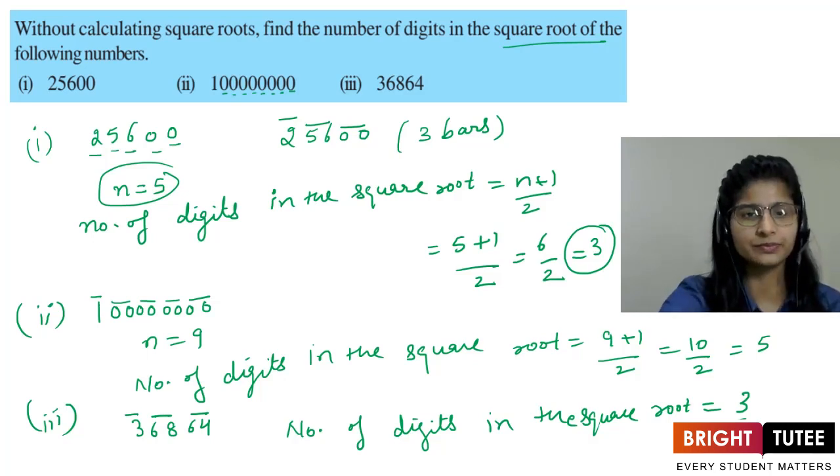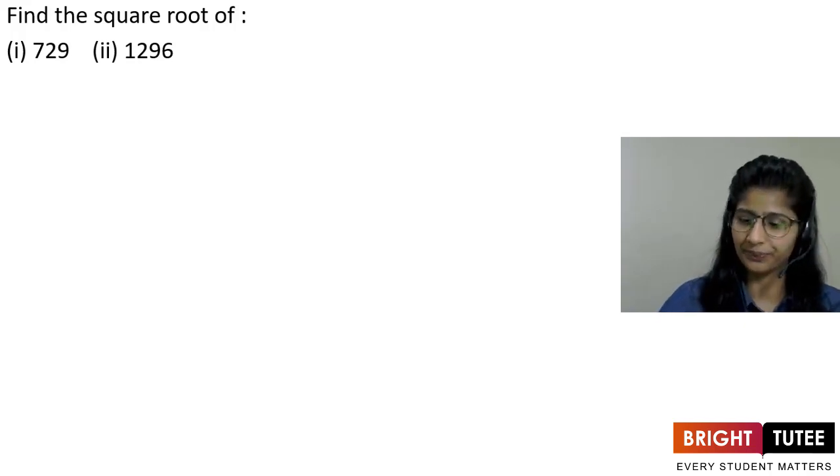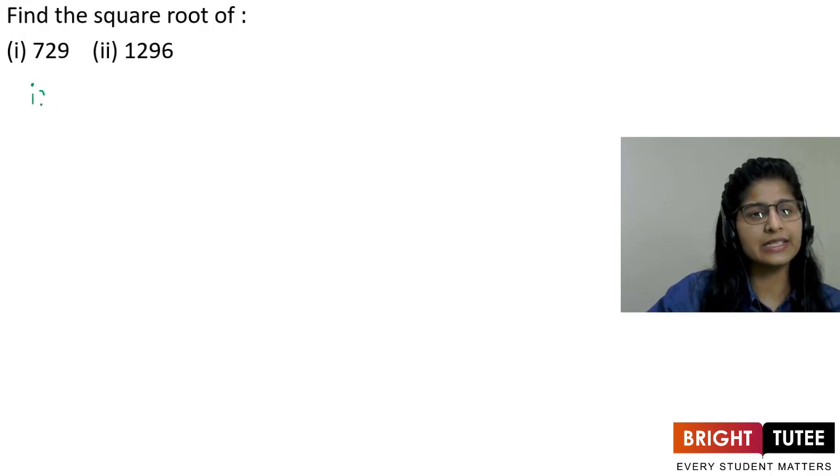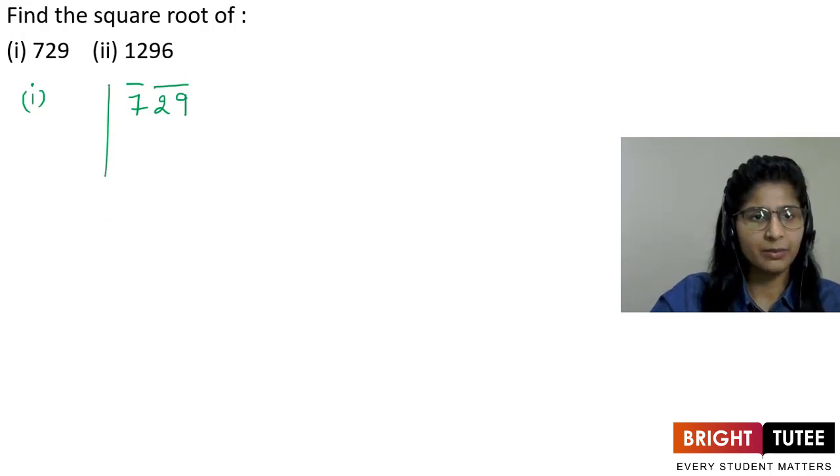Let's move ahead now. Here, you have to find the square root of 729 and 1296. What we need to do is find the square root using the long division method. Now we are very much familiar with it. Let's try both of them one by one. The first one is 729. Start placing the bar from the rightmost digit. This will cover 2 digits, then this will cover only 1 digit because it is the only digit left with us. Let's start the division now.